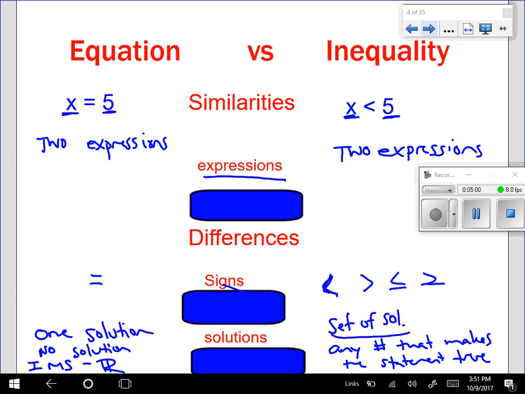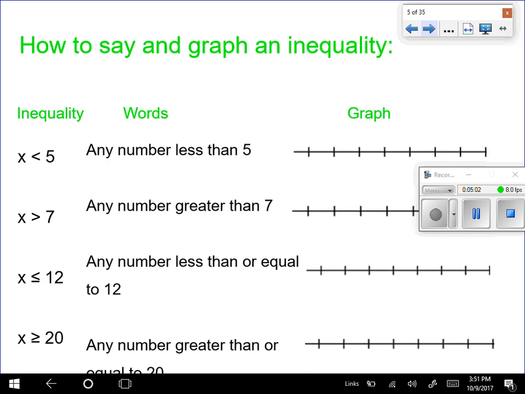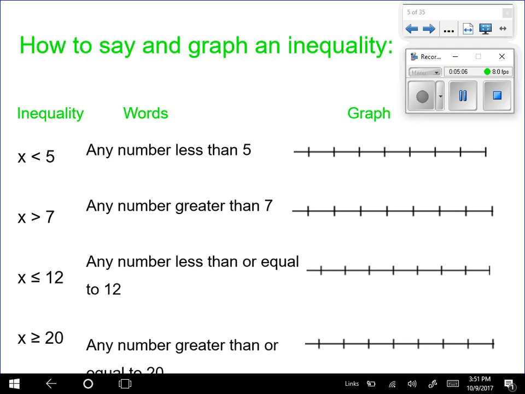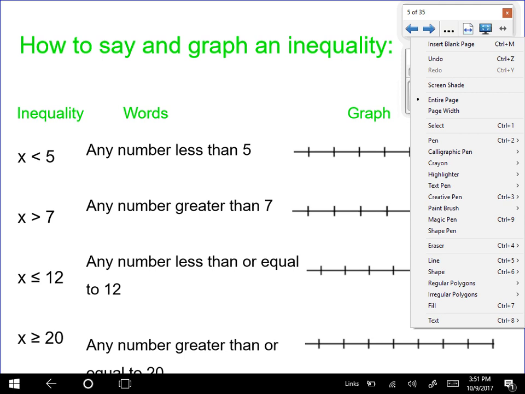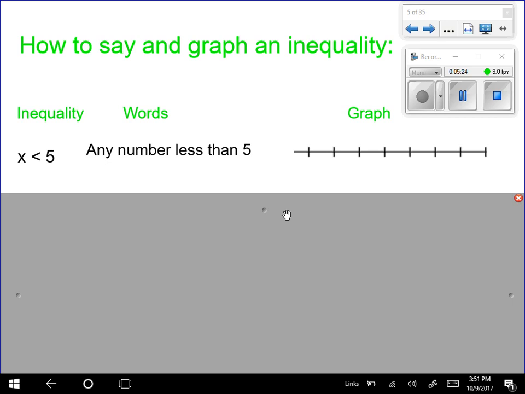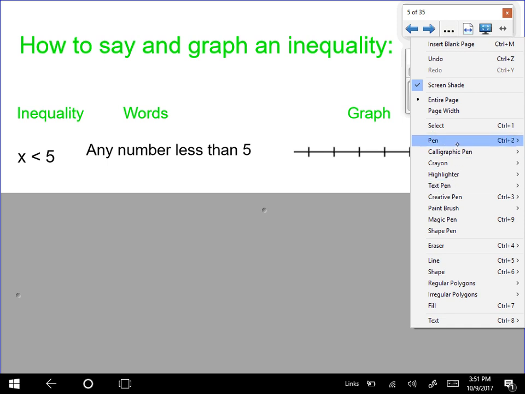So we want to know how to say and graph an inequality. We're going to look at an inequality, look at how you would think about it in words, and then look at how we would graph that inequality. Just so we can focus on one at a time, I'm going to put in a screen shade here, and we can focus in on this one first, and then we'll go through all of them, and these should all be in your notes.